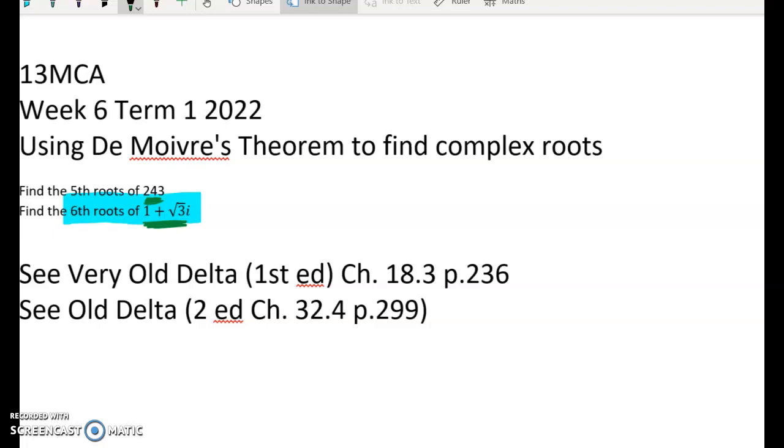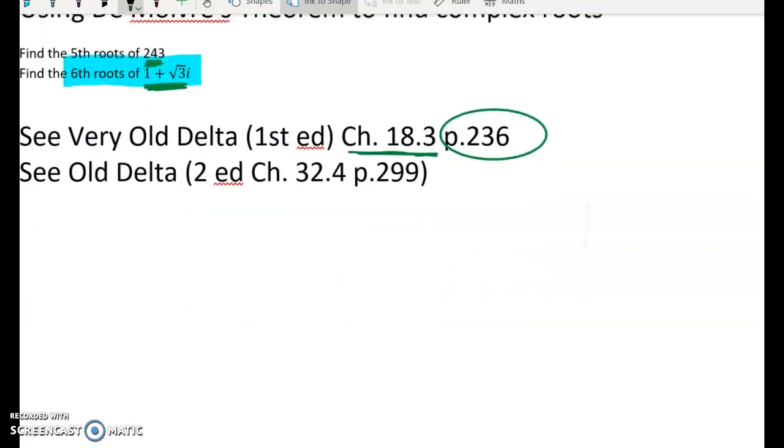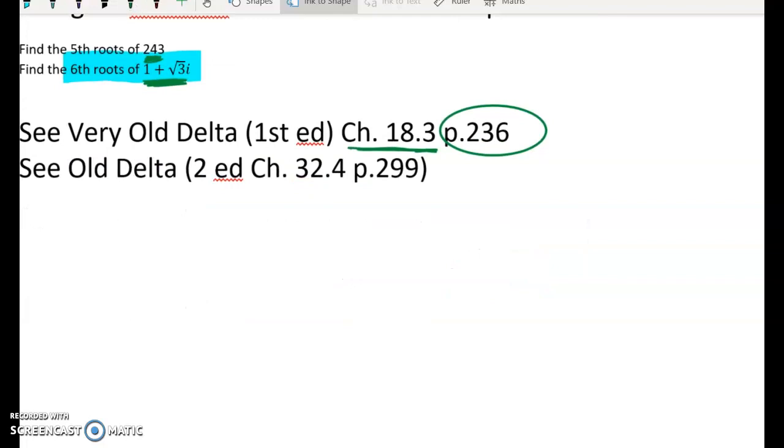Now, this isn't done very well at all in the A-level book because it's not part of the A-level syllabus. It is really, really important for level 3 complex numbers. So we're going to work out of the Ancient Delta book, chapter 18.3, page 236. There are a bunch of really tough examples at the end of that section that I recommend if you're looking for some extension work. But the first thing we're going to do is just set up this first equation and see what's going on.